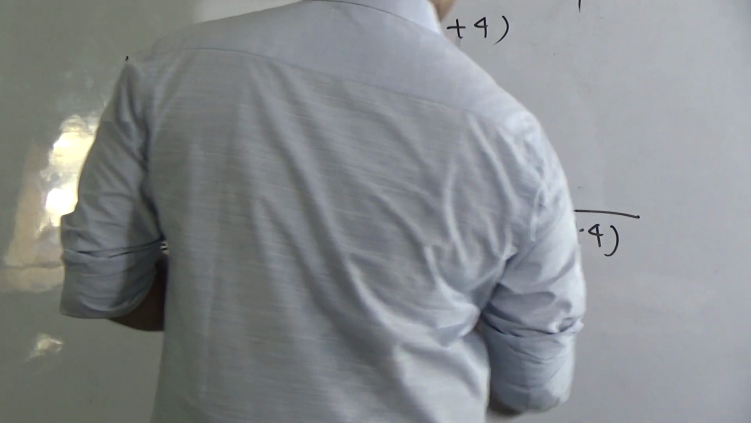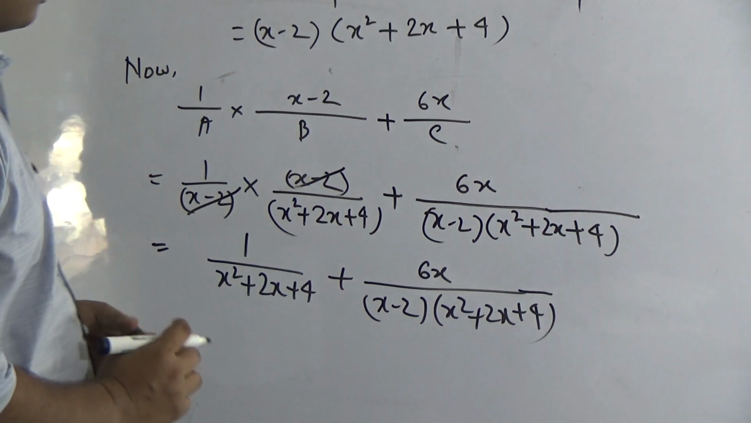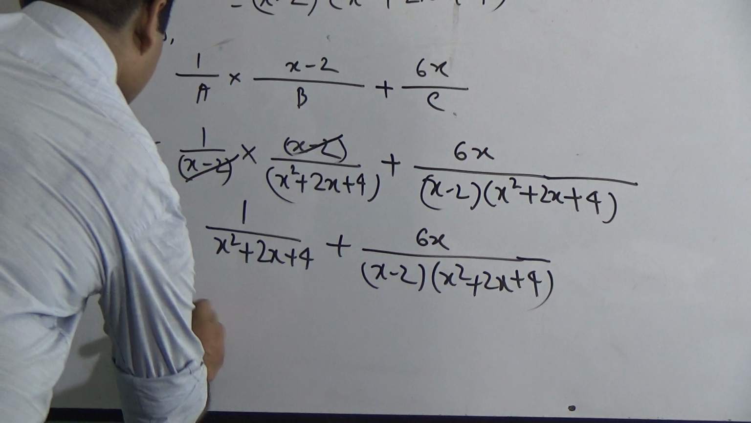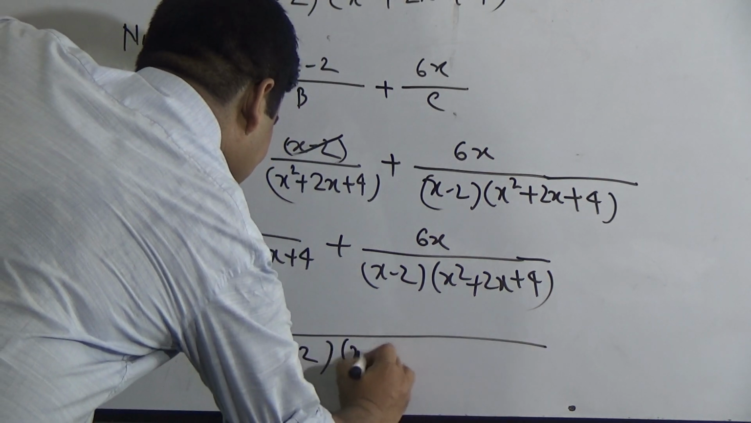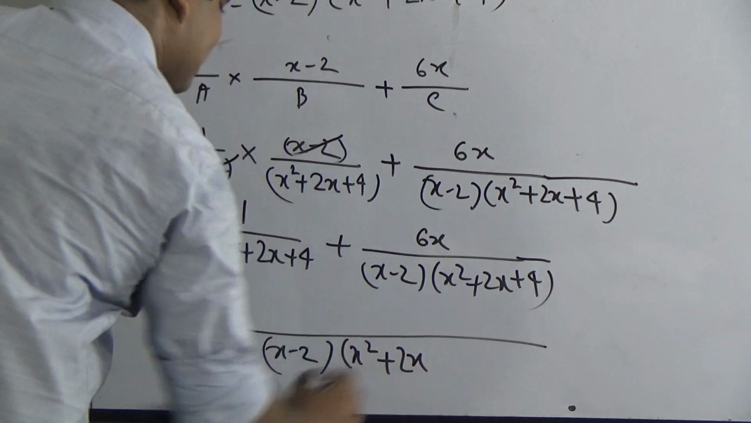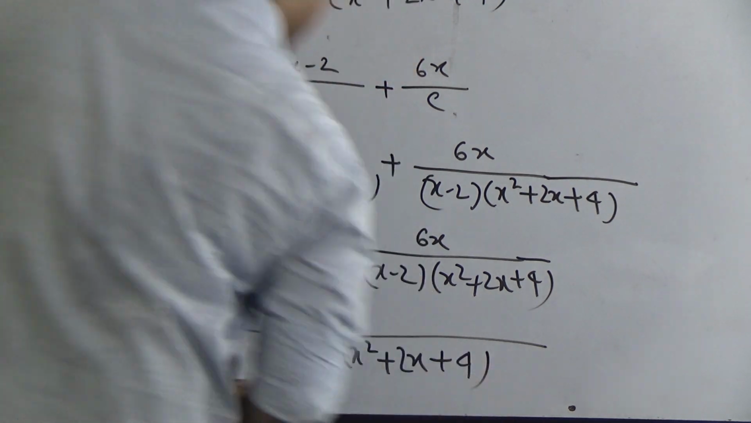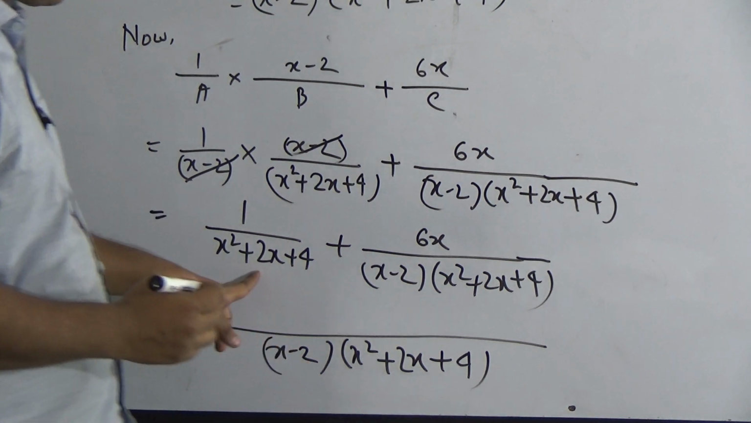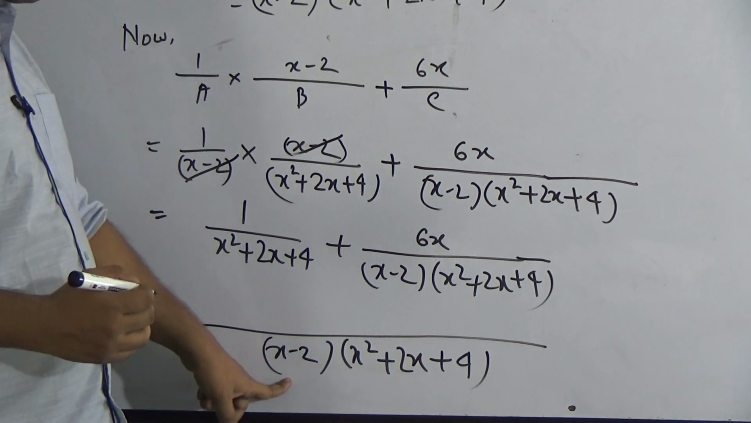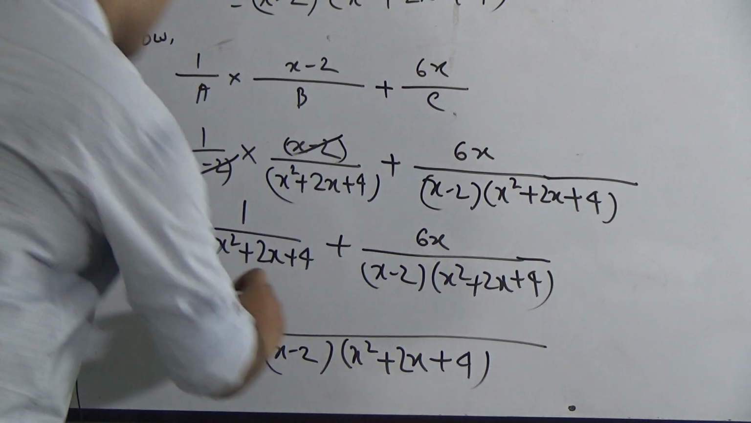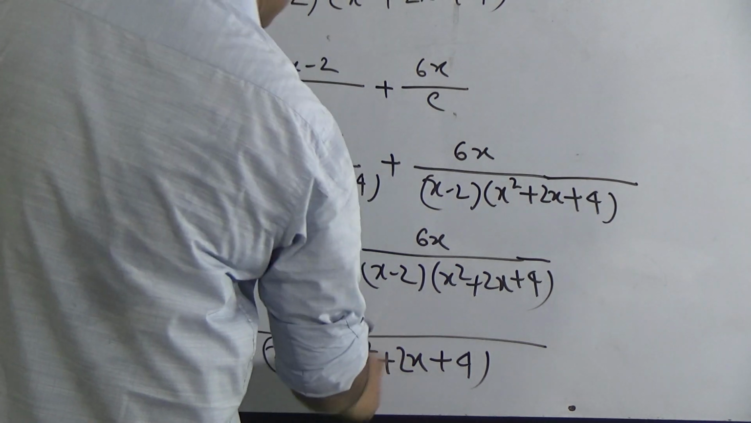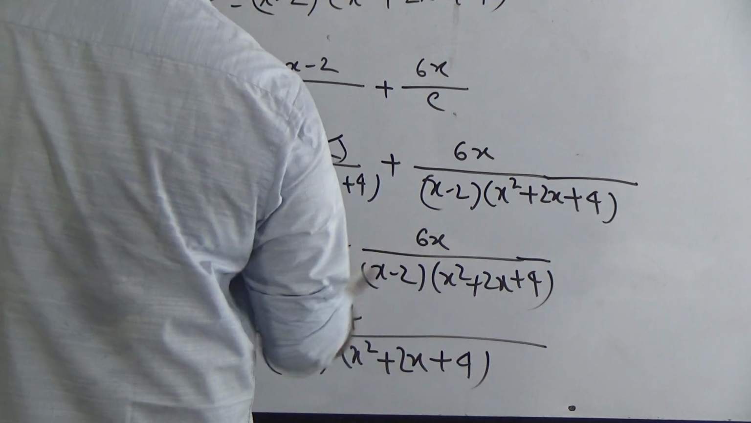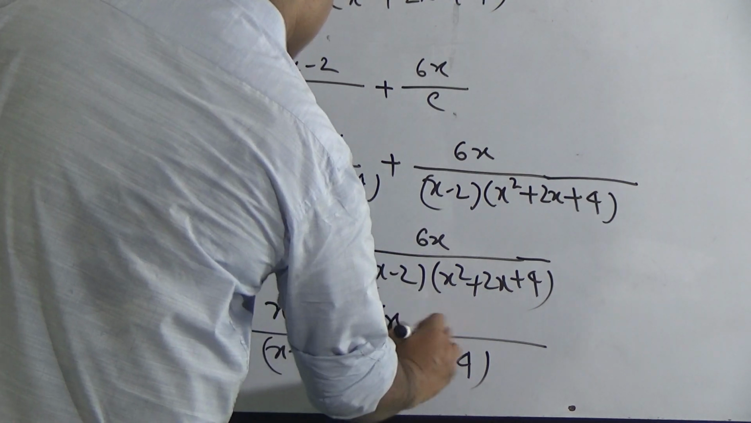Okay. Now we do LCM of these two fractions. So here x minus 2 and x square plus twice x plus 4 is the LCM. We divide this LCM by this number and we get x minus 2. That one is multiplied with this number and we get x minus 2. And then we divide this LCM by this one and we get 1. 1 is multiplied with 6x and we get 6x.